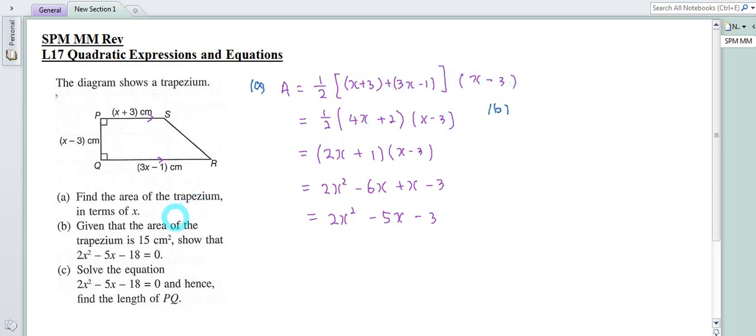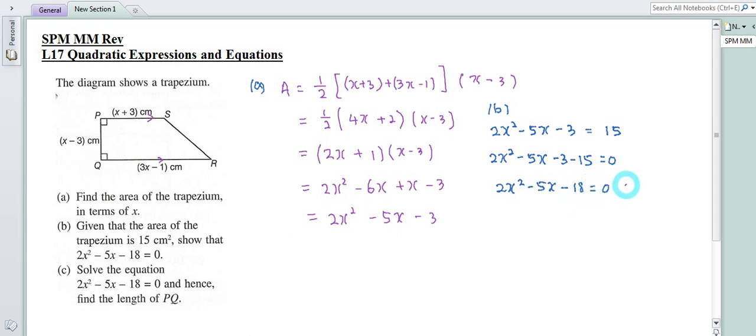So since the question tells us the area is equal to 15, it means that 2x squared minus 5x minus 3 is equal to 15. Okay, so 2x squared minus 5x. 15 I bring over here, becomes negative. Okay, so you will get negative 18. Okay, shown.